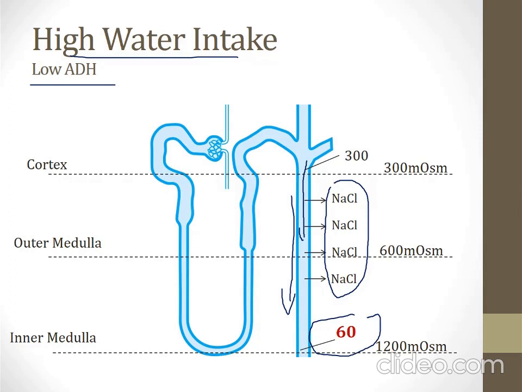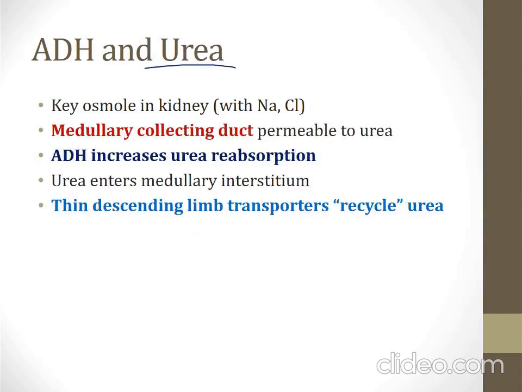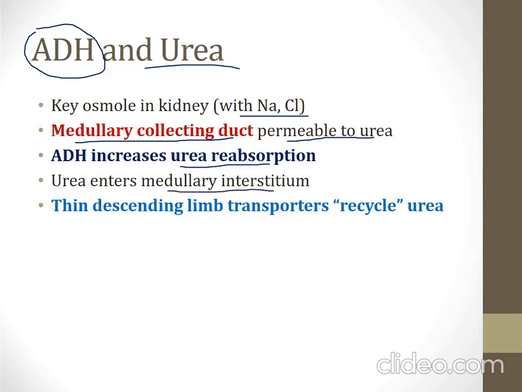Earlier in this video, I told you that urea is a very important osmol for maintaining those osmotic gradients in the kidney along with sodium and chloride. I also mentioned earlier that the collecting duct is permeable to urea, and that's how urea gets into the interstitium. In particular, the collecting duct in the medulla, the medullary collecting duct, is permeable to urea. You should also be aware that urea reabsorption is linked to ADH. ADH increases the amount of urea resorption by the collecting duct and allows urea to enter the medullary interstitium to maintain those osmotic gradients, and then the urea is recycled by going back into the descending limb via transporters.